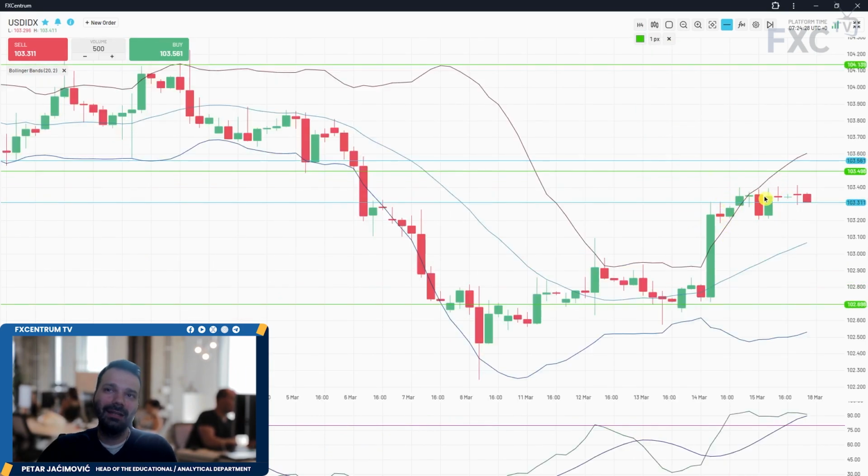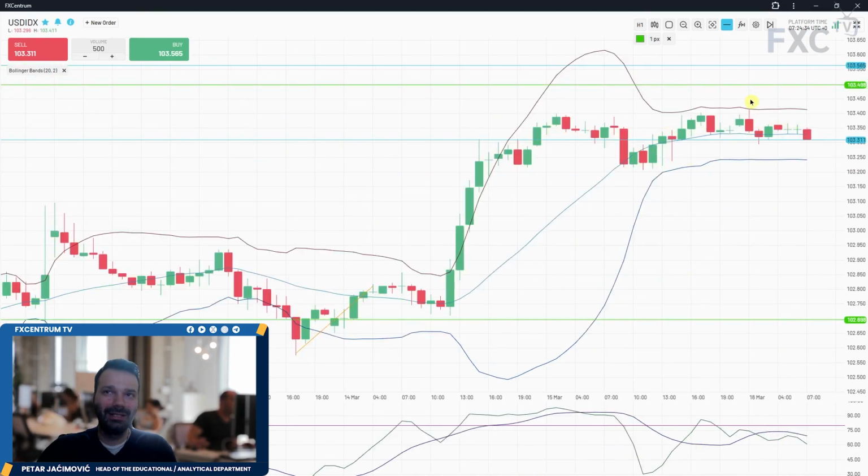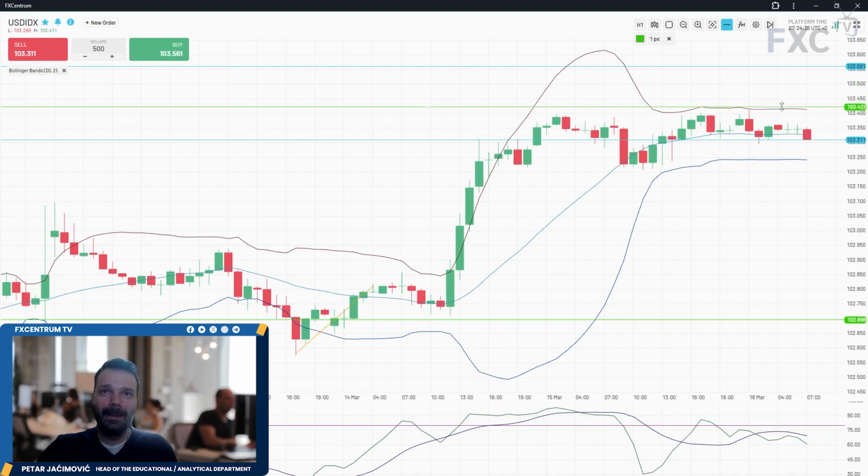You can see the 4 hour time frame, look at the volatility, it is increasing, and on the hourly time frame there is pretty much a tight contraction. So a break of this 103.45 or so can be a strong sign for further upside continuation.